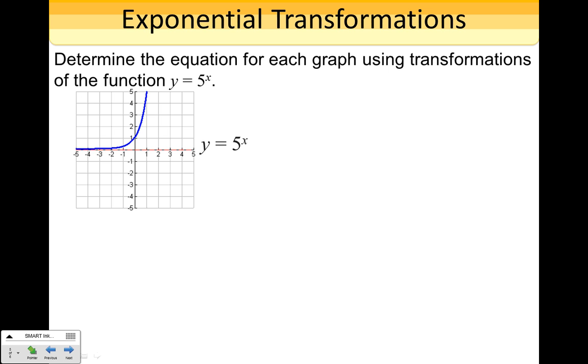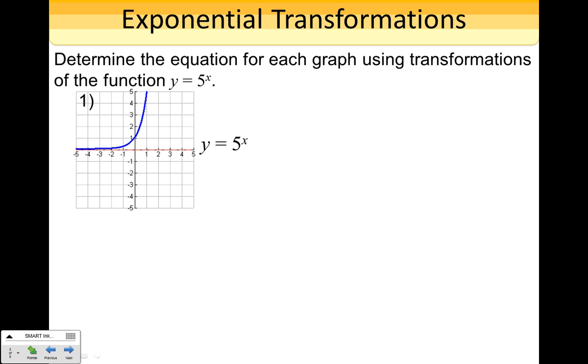All right, the last thing that we're going to look at is we are going to try to determine the equation for each graph using transformations of a function. So we're going to start with the function y equals 5 to the x. So b to the x is considered the parent function. No matter what your b is, that's going to be your starting point.